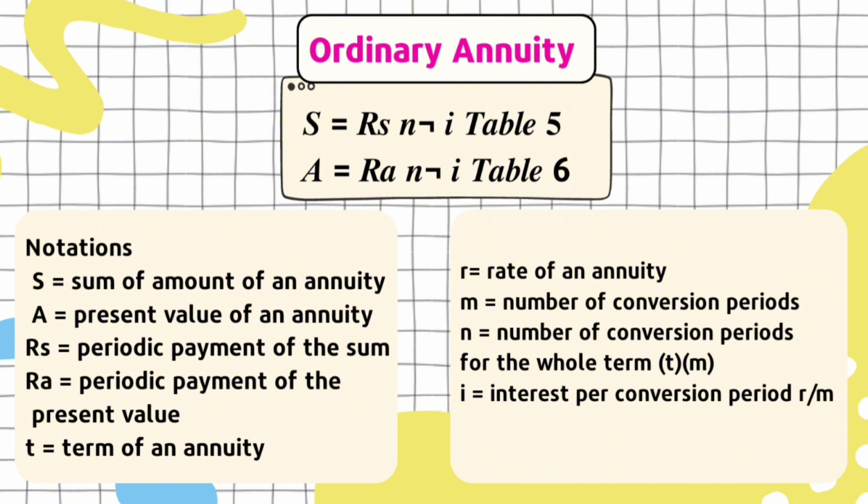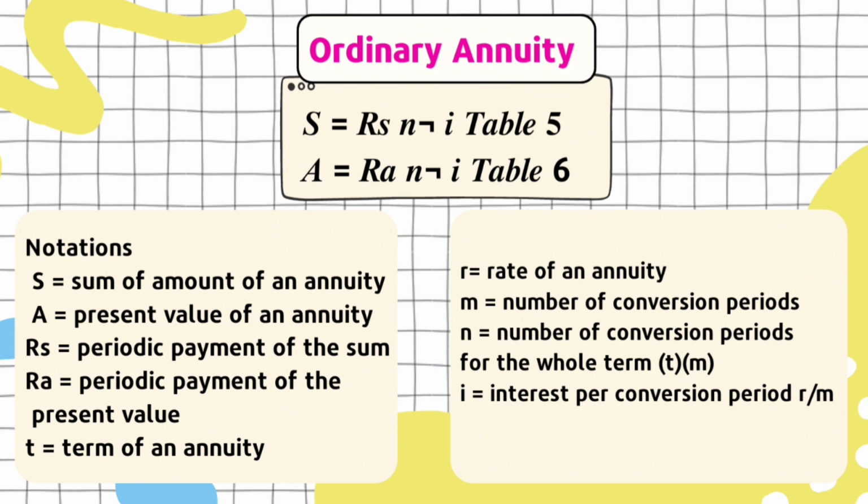But if it is compounded semi-annually, the value of M is 2 since you're paying every 6 months, and 12 divided by 6 is 2. And lastly, if it is compounded annually, the value of M is 1 since you're paying every year, and 12 divided by 12 is equal to 1.